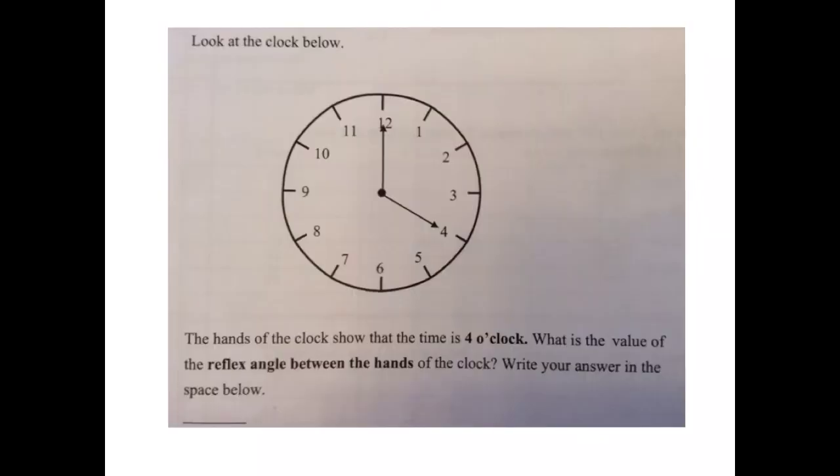Look at the clock below. The hands on the clock show that the time is 4 o'clock. What is the value of the reflex angle between the hands of the clock? So we're looking for the size of this angle, the reflex angle. If we divide our clock up into our 90-degree angle, and it's been divided into 3, we can tell that the gap between each of the hours is 30 degrees, because 3 30s give us that 90 degrees.